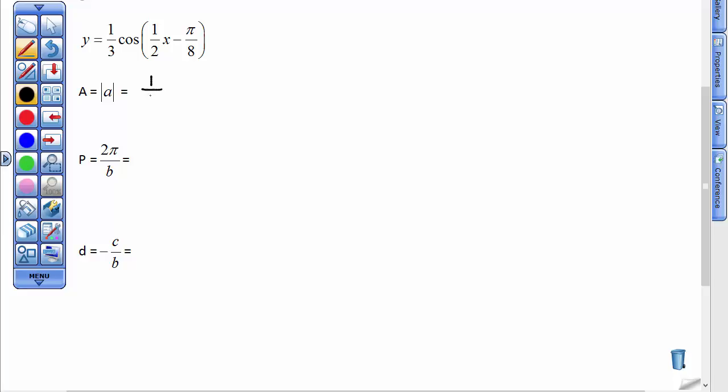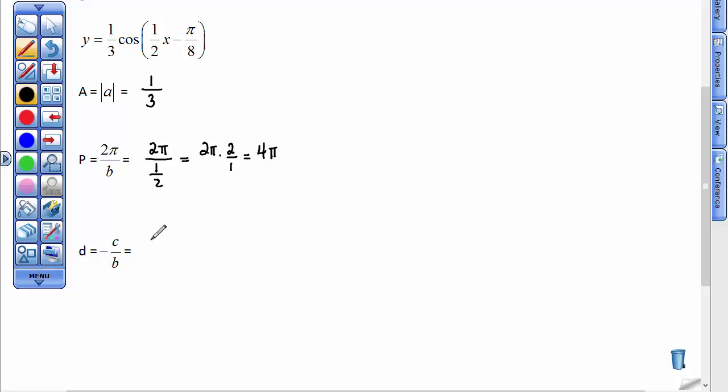The amplitude of this curve is 1/3. The period is 2 pi, and I have to divide by a fraction for the period this time. So now the coefficient in front of x is a fraction, which isn't uncommon. This actually turns out to be a pretty nice problem because when you take 2 pi and divide it by 1/2, you multiply it by 2 over 1, or just multiply it by 2. So the period is 4 pi.